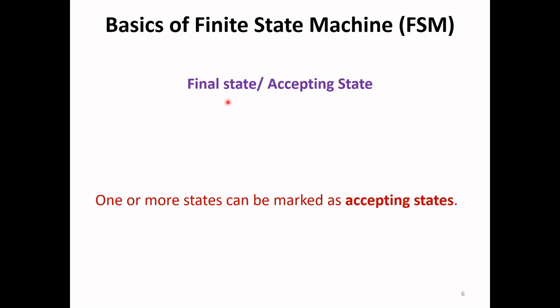The final state or accepting state is represented by a double circle. So you can see here two circles and the state is labeled as Q1. So this represents that the state is a final state or accepting state. And here you may have one or more states marked as final states, but a minimum of one state must be there in the finite state machine to check whether the given string is accepted or rejected.